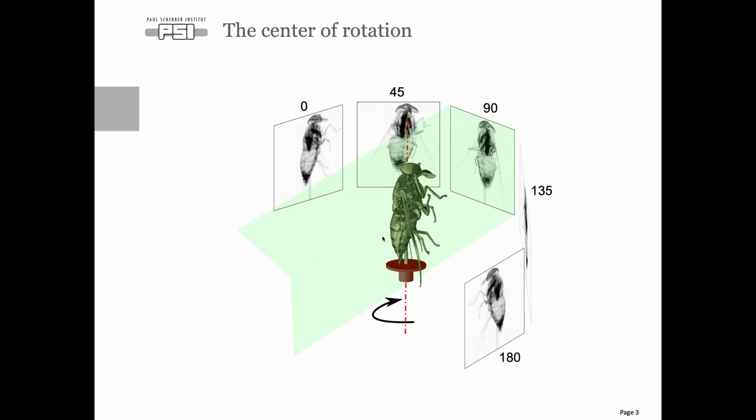The center of rotation is, in tomography, you rotate the sample and you get projections with different views. All projections are rotating around a virtual point in the image. This is the point we need to know in order to reconstruct data.